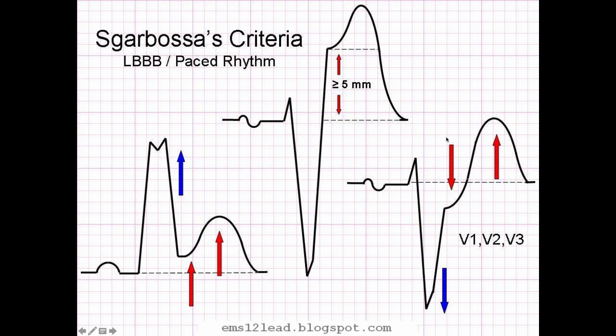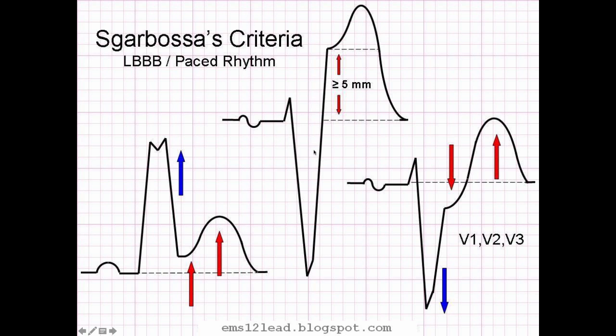Same thing here in complexes that should be negative. We have ST segment depression. We shouldn't have ST segment depression. In here, V1, V2, V3, we should have discordant T waves and ST segment. So the ST segment should be a little bit elevated, but here it is depressed. 3 points, and that's an automatic call to the cath lab.